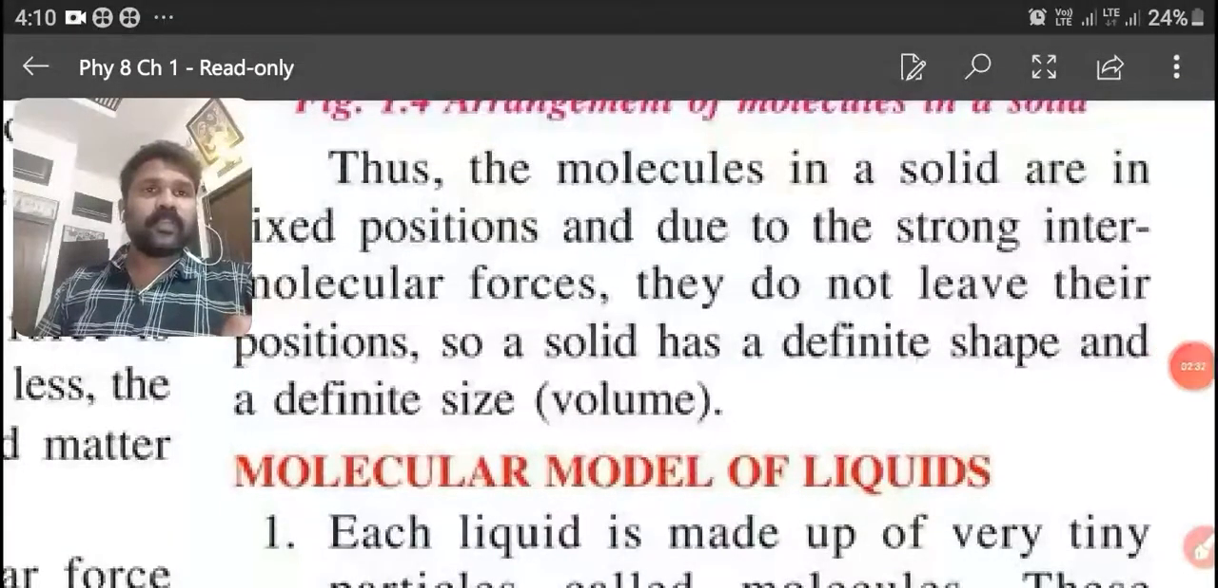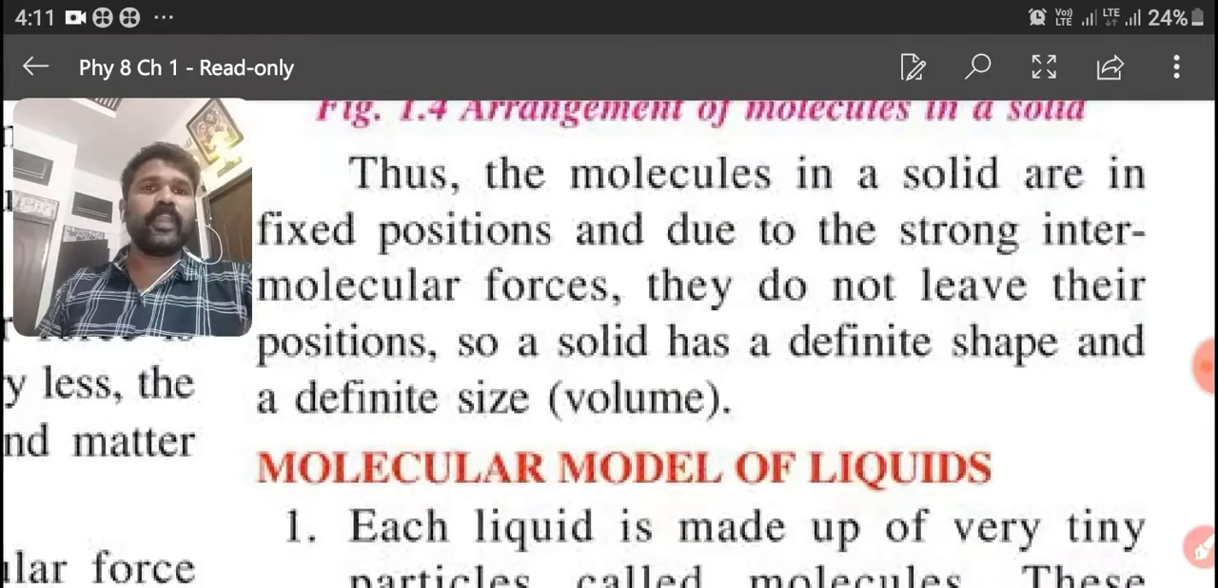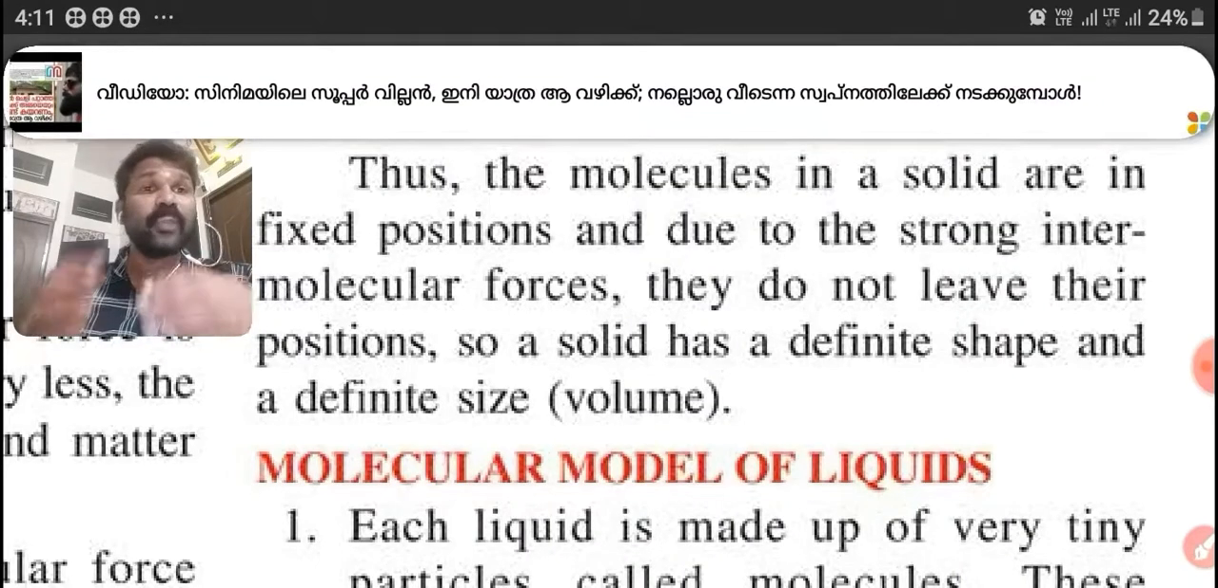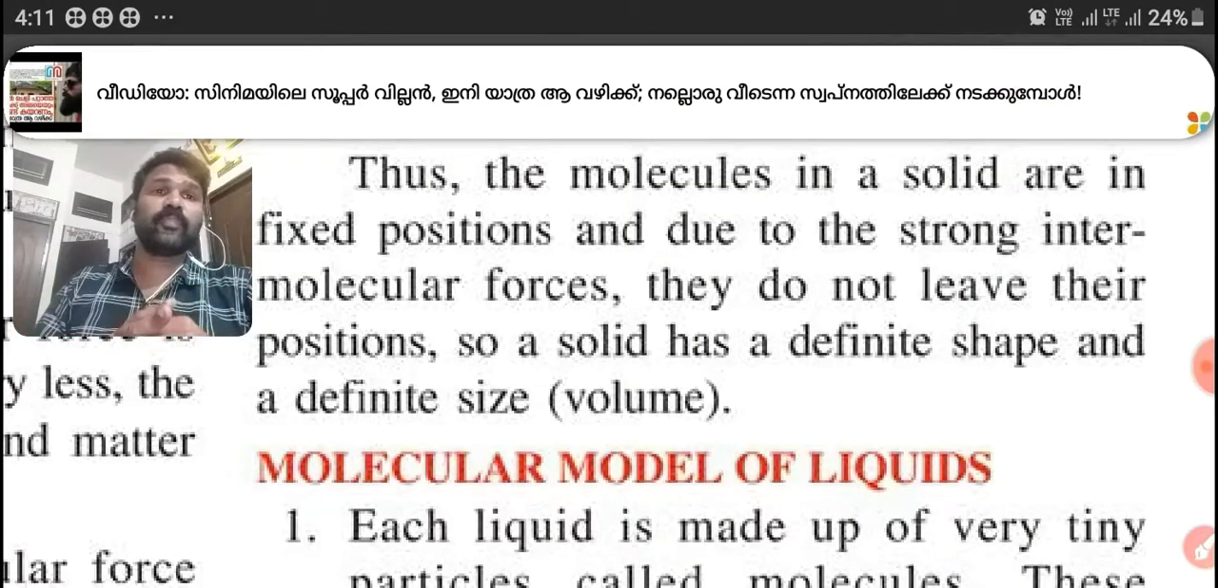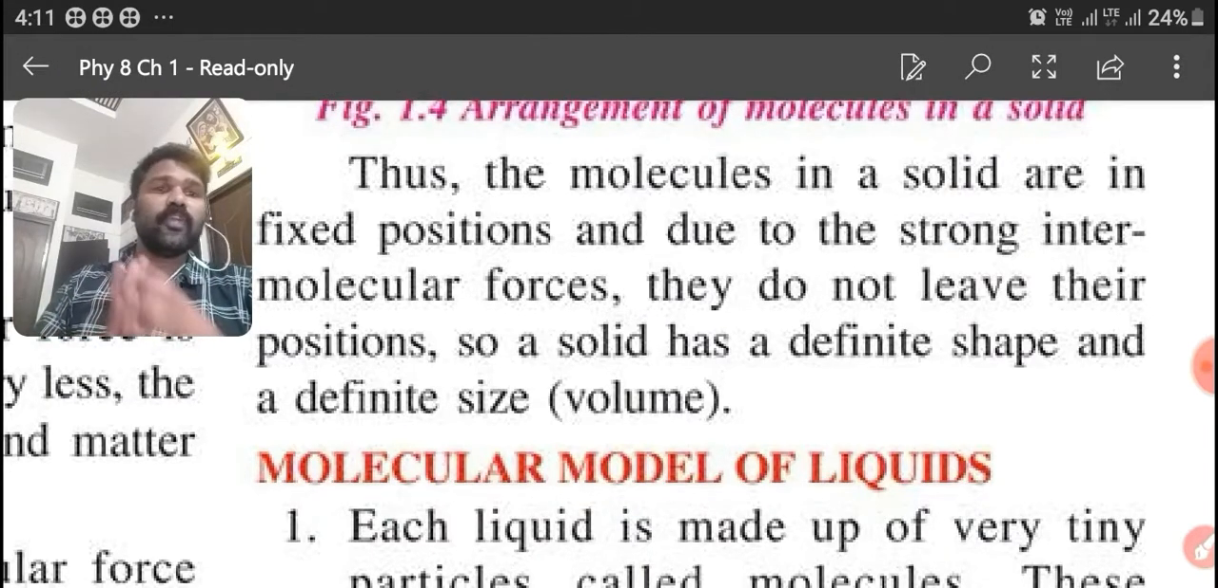Thus, the molecules in a solid are in fixed positions. Due to the strong intermolecular forces, they do not leave their positions.